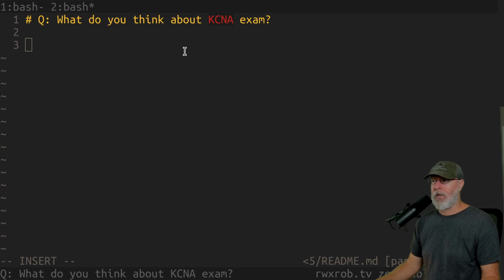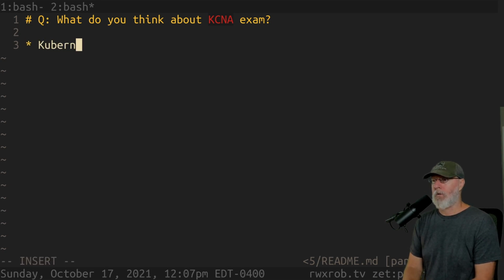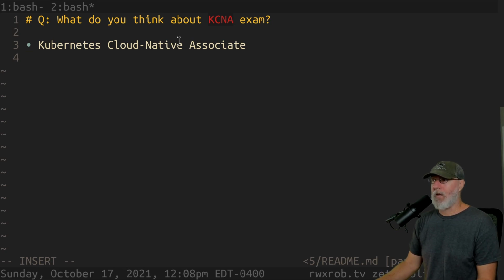So, what do I think about the KCNA exam? First of all, what is the KCNA exam? It is the Kubernetes and Cloud Native Associate. Some people put a dash, some people don't. I really love this because I like that they picked the word associate. This certificate just got announced last week at KubeCon, as far as I know. That's when the news hit anyway.